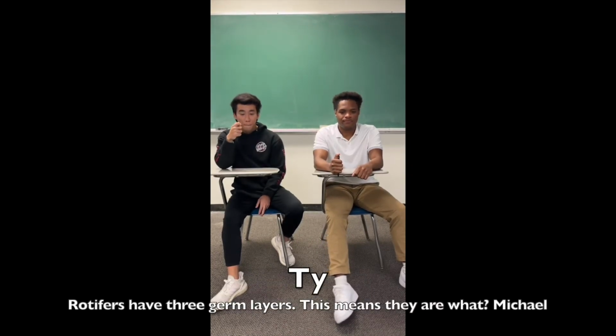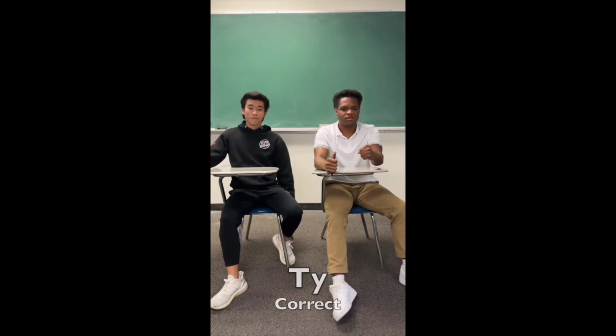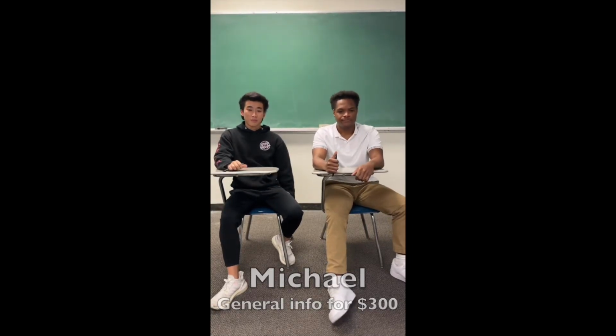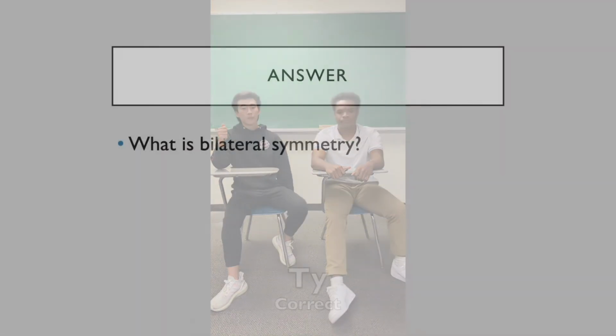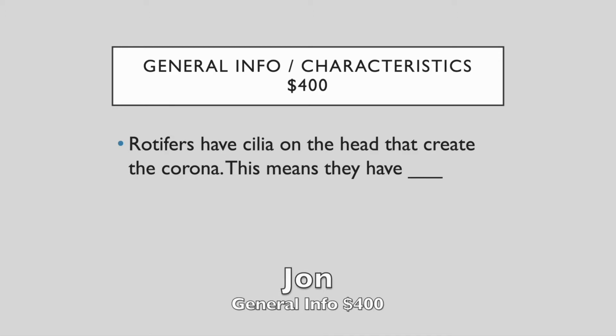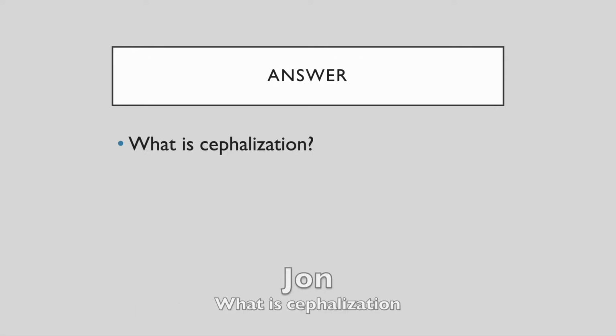Rotifers have 3 germ layers. This means they are what? Michael: What is triploblastic? Correct. General info for 300. What kind of symmetry do rotifers have? John: What is bilateral? Correct. General info 400. Rotifers have cilia on the head that creates the corona. This means they have blank. John: What is cephalization? Correct.